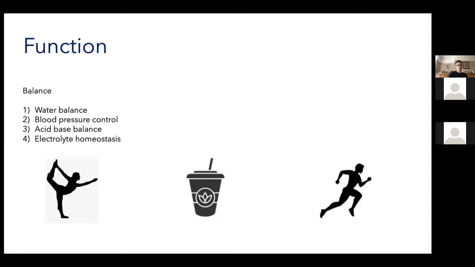So the kidney, it's all about balance. So water balance, blood pressure control, acid-base balance, and electrolyte homeostasis. It's got a detoxification function, so removal of urea, the byproduct of protein metabolism. And about 75% of drugs are excreted renally. So it's really important in prescribing, maybe altering doses in renal dysfunction.